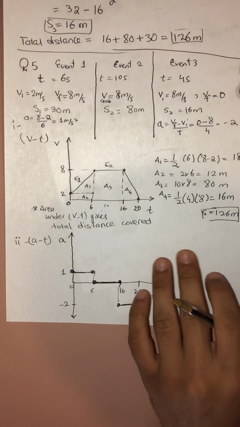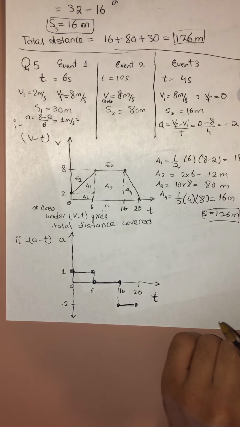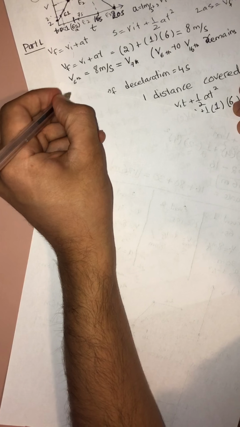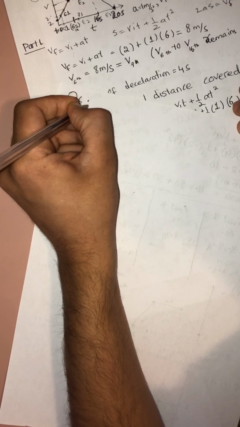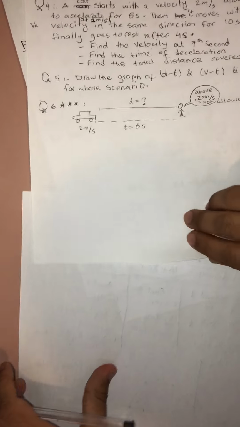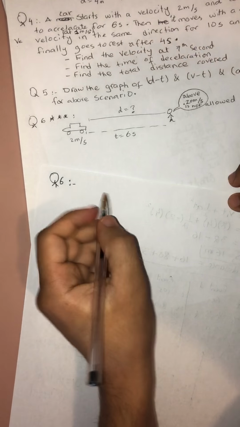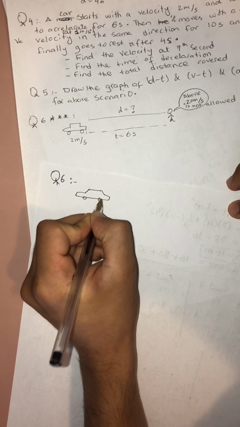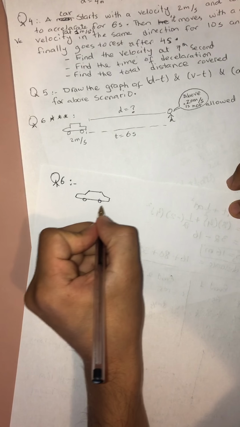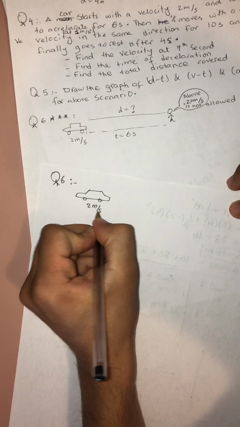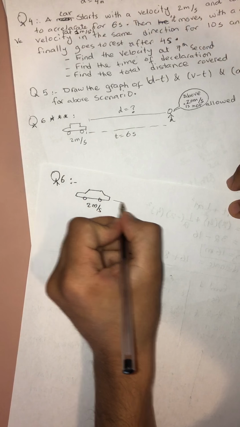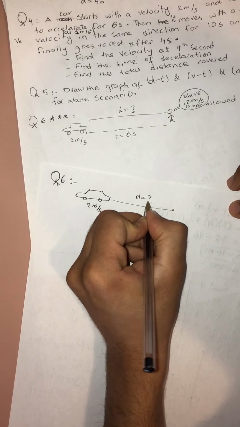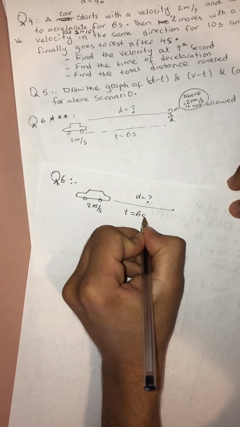I think that's it. Now we will go into the final question, which is question number 6 of problems of kinematics, and let's see how we can solve this. The final question is about the same problem, a car. The car here has a velocity of 2 meter per second. It covers a distance d, which we don't know. The time of this event is 6 seconds.